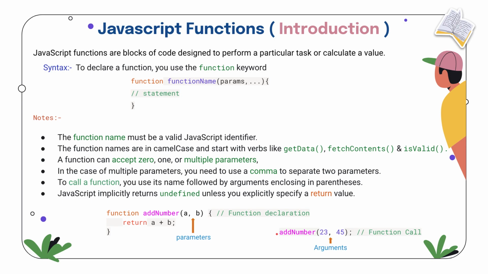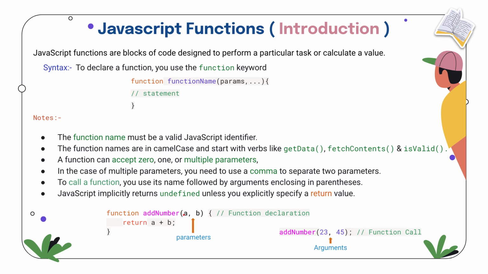Any function has to return something, right? Because it's a function, it will return something. If we don't define a return statement, then the function will return undefined. So functions will return undefined.